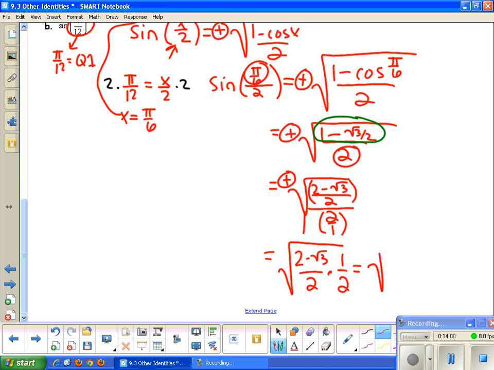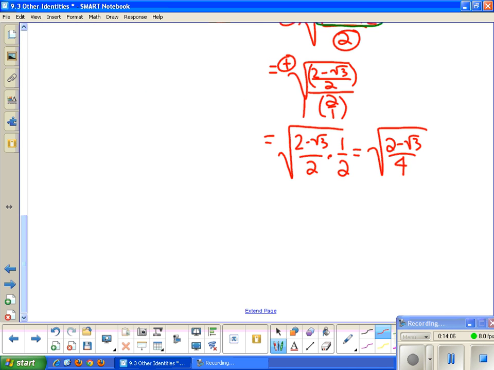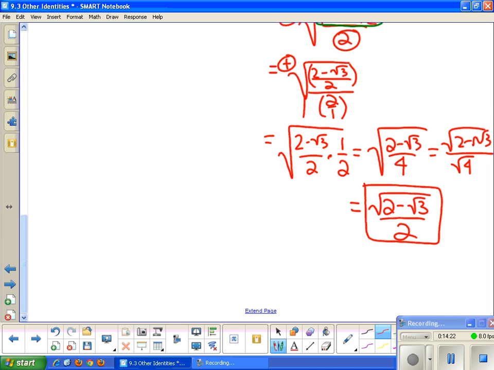And when I do that, I get the square root of 2 minus root 3 over 4. And then, of course, we can still simplify that. That becomes the square root of 2 minus root 3, and we're really separating this. Sorry, that's root 3 over root 4, which becomes 2. And I can't simplify the radical with the radical, so that's going to end up being my answer.